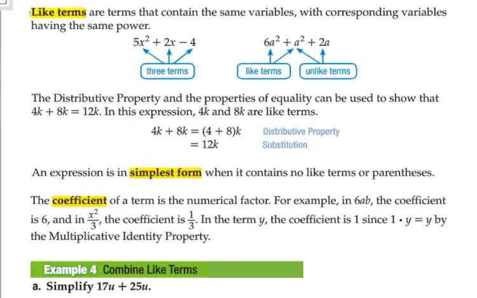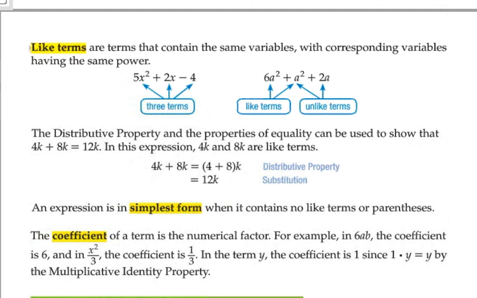All right, moving on. This is a little bit out of turn, I think, but just kind of reviewing what we have talked about. We talked about like terms, understanding that they contain the same variables, with corresponding variables that have the same power. So earlier we had a v squared and we had a v, and we couldn't combine those because they're not like terms. One is almost double the power than the other one. Noticing this one, we have the same variable and we have the same power, so we could actually combine those two. Notice again, these two do not have the same power, so they are considered unlike terms.